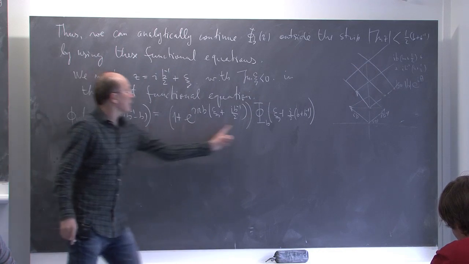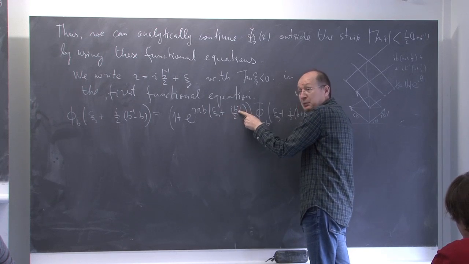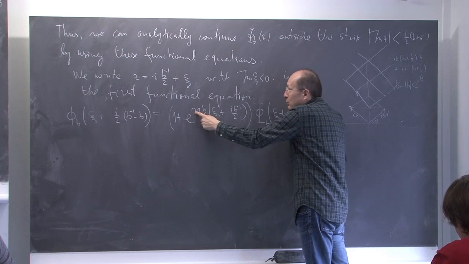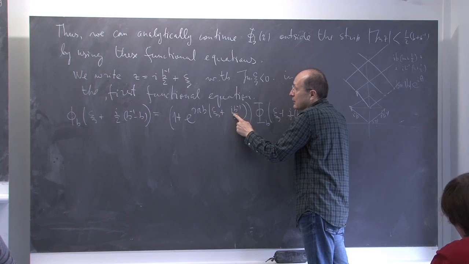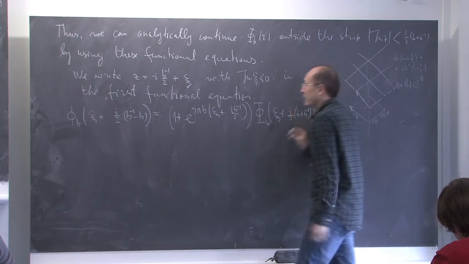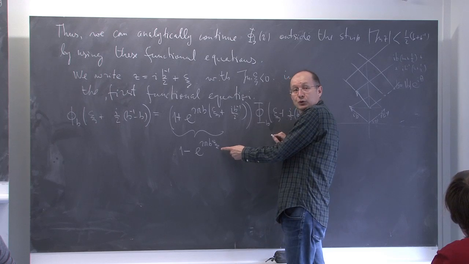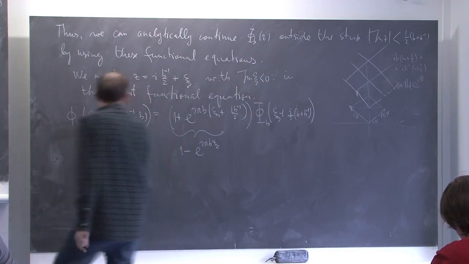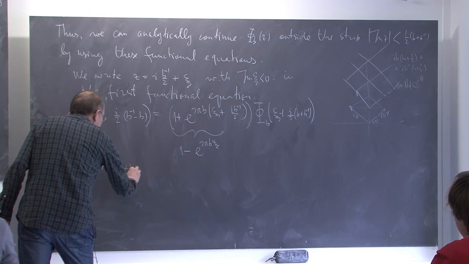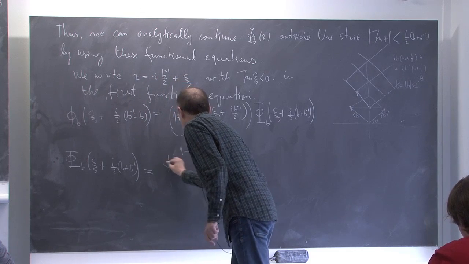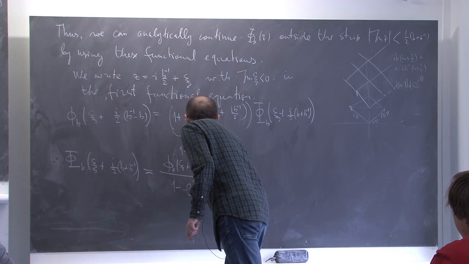So let us simplify first this elementary part. And what happens here is the following. So look at here. We have b here, which multiplies b inverse, so they go out. 2 is cancelled by 1 over 2 here. So the neat effect is that this term contributes e to the power pi i, which is minus 1. So this becomes 1 minus e to the 2 pi b xi. So indeed, when xi goes to 0, this vanishes. And so we write it in the following way: phi b of xi plus i over 2 times b plus b inverse is equal to phi b of xi plus i over 2 times b inverse minus b, divided by 1 minus e to the 2 pi b xi.